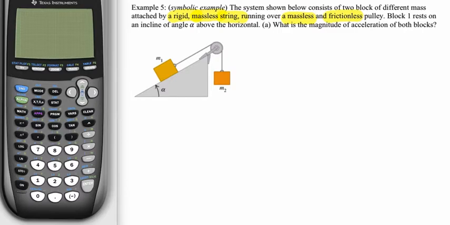And okay, so two blocks, different masses, block 1 on the incline. Oh, and one thing that actually isn't mentioned in the problem is that the incline has no friction. Okay, so it's a frictionless incline.